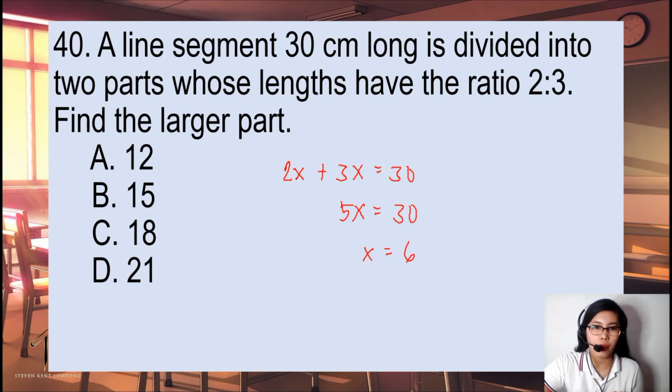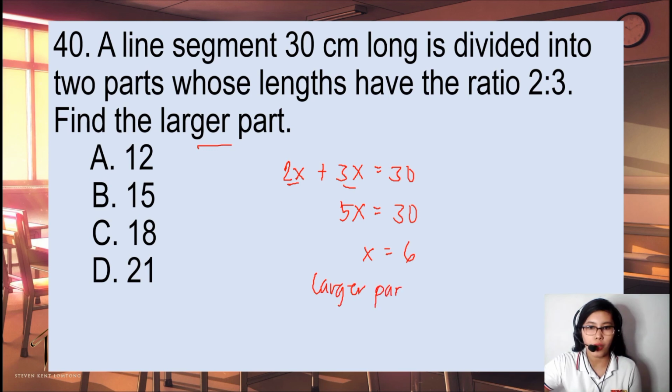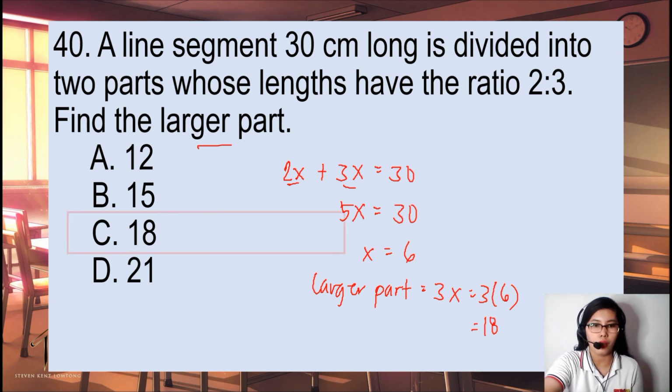Then we are looking for the larger part. The larger part is the 3x, because we have here 2x and 3x. So the larger part is equal to 3x, or 3 times 6, that is equal to 18.